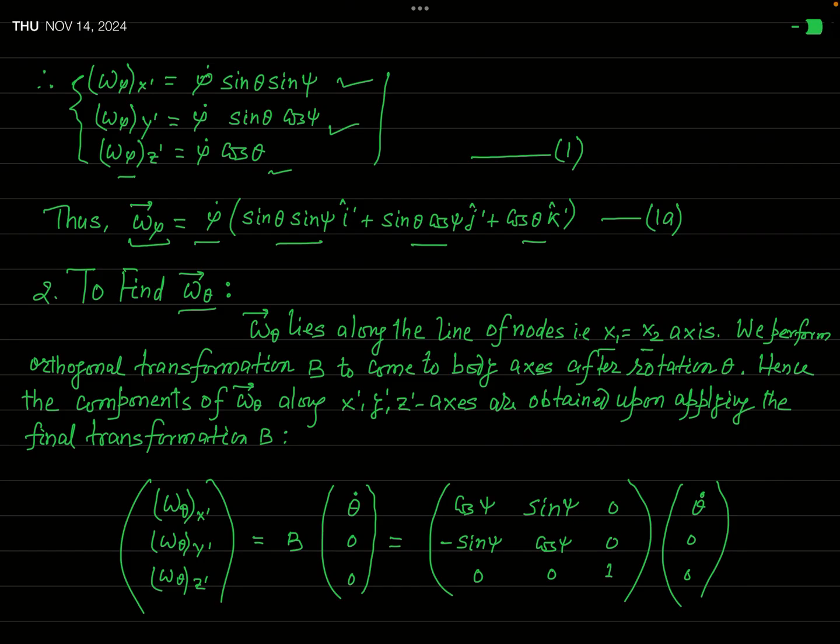Now, if your aim is to rotate the x, y, z axis to x prime, y prime, z prime about this x1 equal to x2, then we perform orthogonal transformation B to come to the body axis after rotation theta. And hence the components of omega theta along the x dash, y dash, z dash axis are obtained upon applying the final transformation B.